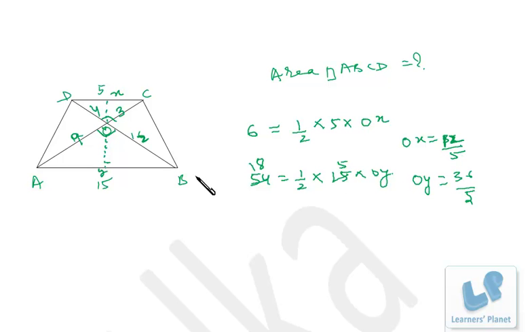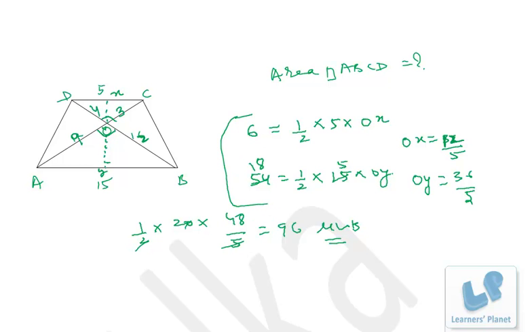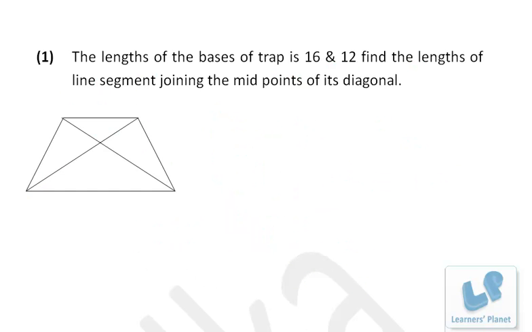Now we can easily find out the area, that is half the sum of parallel sides, that's 15 plus 5, 20, into the distance between them or altitude, that's 48 by 5. So that's 96 units. Okay, so quite an easy problem. This much work only you have to do. Now we have this question.